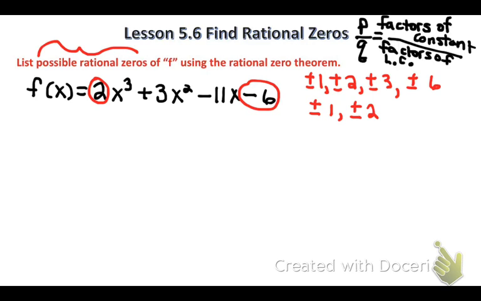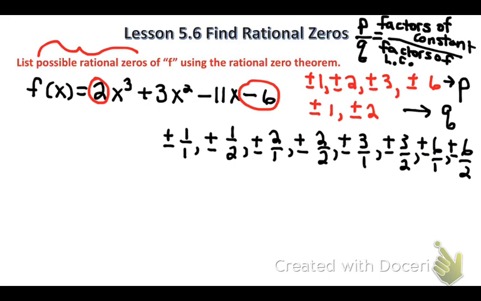The factors of the constant are p, and the factors of the leading coefficient would be represented with q. So you can see up here we write it as p over q. So that's what we're going to do next. We're going to list all the possible zeros. Currently I have 8 possible answers.